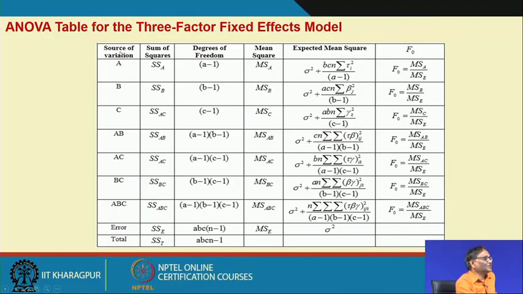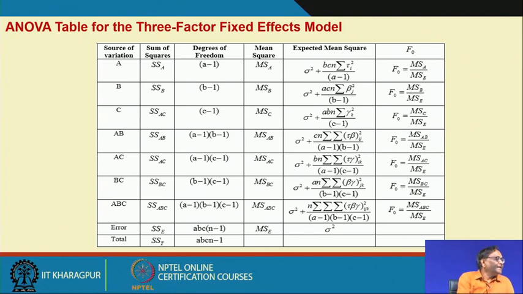And the resultant ANOVA table will be like this. You see the source of variation: A, B, C, AB, AC, BC, ABC, then error. Sum squares: SSA, SSB, SSC, then SSAB, SSAC, SSBC and SSABC. Make a correction here, this is SSC, this is a typo. Then degrees of freedom: we have a levels for factor A, so a minus 1, b minus 1, c minus 1, a minus 1 into b minus 1, a minus 1 into c minus 1, b minus 1 into c minus 1, and so on. These are known to you, the way they should be computed.